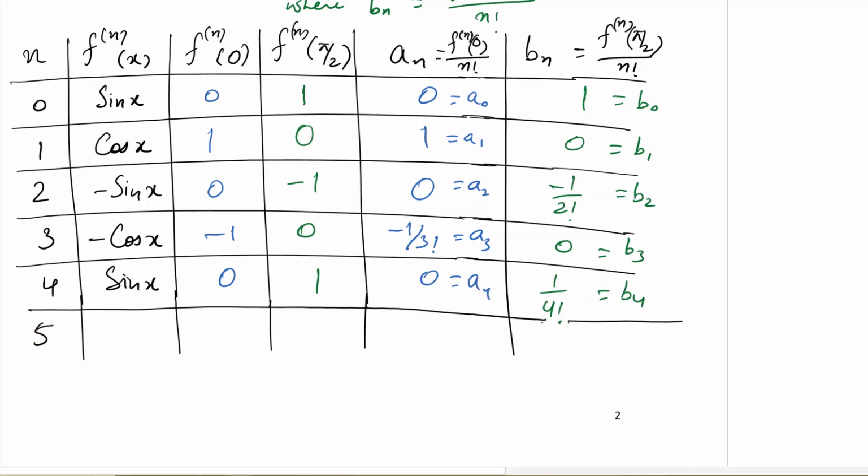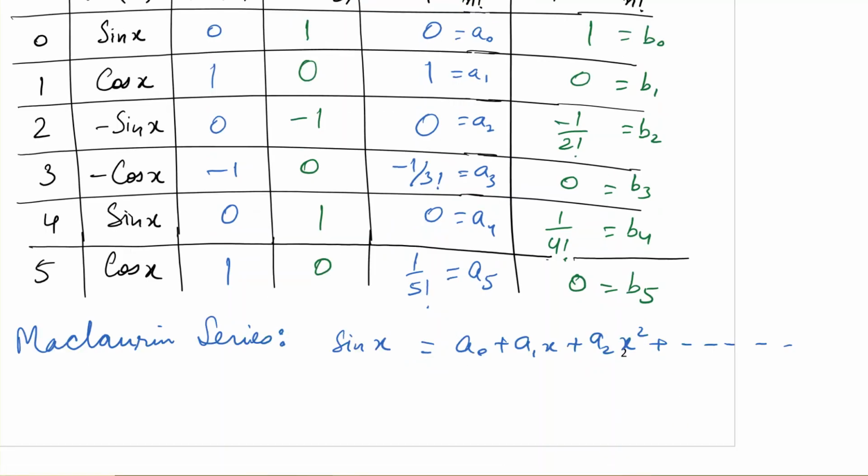Similarly, when we have n equals 5, the derivative of sine x is cosine x, right? So cosine 0 is 1, so this makes 1 over 5 factorial. So that is our A5. And similarly, cosine pi over 2 is 0, so we get 0 as our B5. So we got the coefficients for the Maclaurin series, which are in blue, and the coefficients of the Taylor series, which are in green.